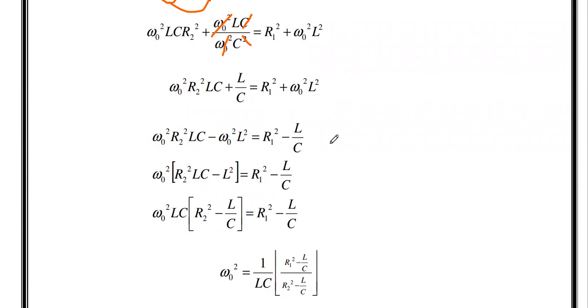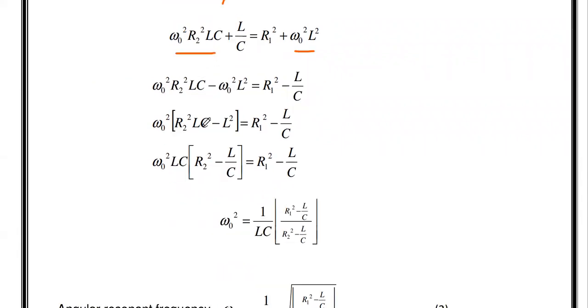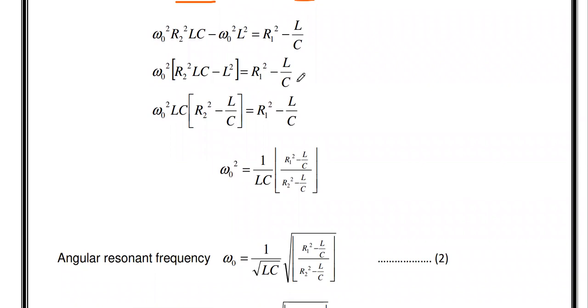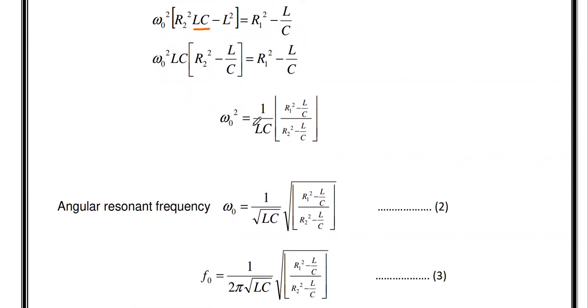So from that we have to find the value of omega naught. You collect the omega naught terms on one side, the remaining terms on another side. So you take omega naught squared outside, which is equal to R1 squared minus L by C. From the inner term you take LC outside, so omega naught squared LC equals R2 squared minus L by C. So from that omega naught squared is equal to 1 by LC times R1 squared minus L by C divided by R2 squared minus L by C. This is omega naught squared.